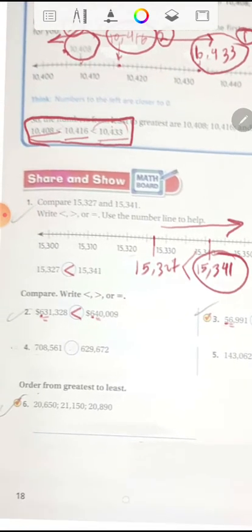Now let's see number 4. Let's compare this digit with this digit. Which one is greater? I think 7 is greater than 6. So no need to move to the next one. I will stop here, and 7 is greater than 6. So this number is greater than this number and the symbol will be like this. No need to solve number 5.